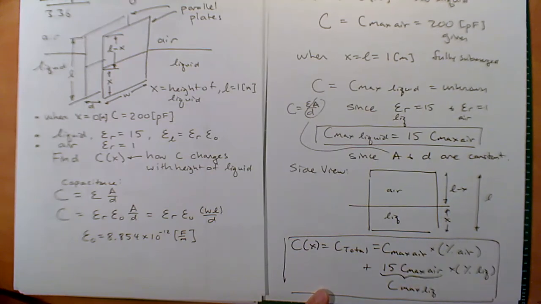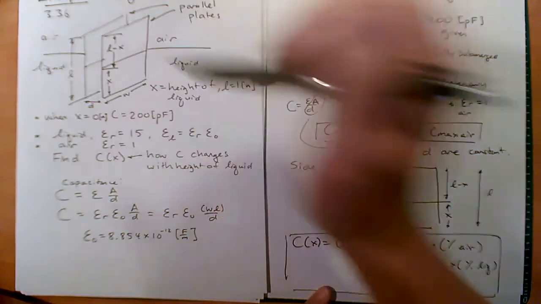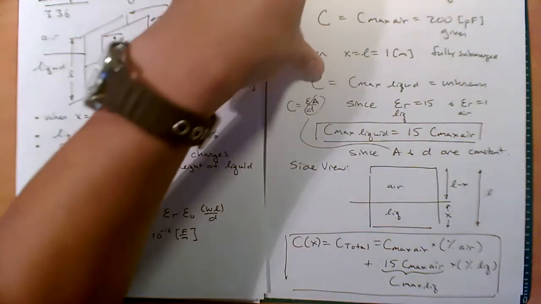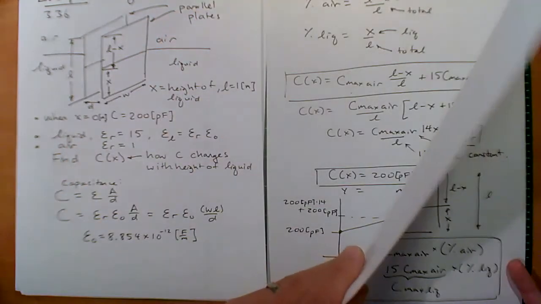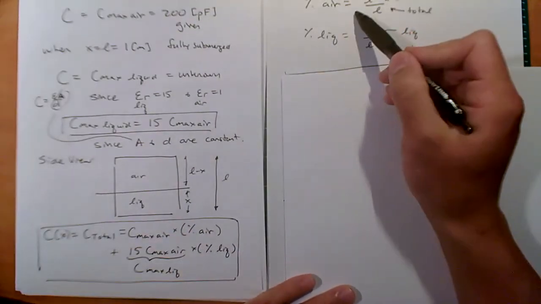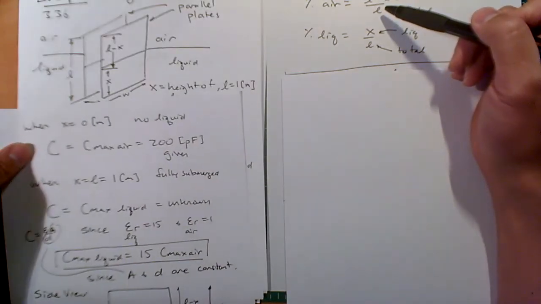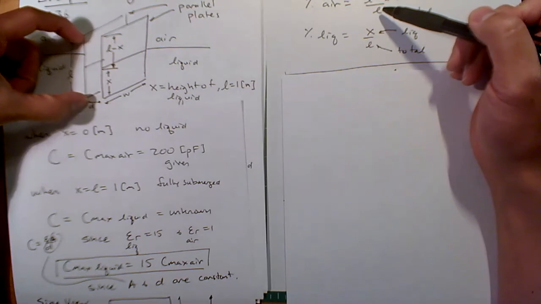If we are 100% liquid and 0% air, because these two percentages kind of trade off back and forth, then we're none of this and all of this. Okay, that makes sense. And then if we're 50-50, then we're halfway in between here, right? 50% times this plus 50% times this, and we're halfway. So this seems like the form that would make sense. And getting these percentages is pretty straightforward. Well, the percentage that's air is L minus X over L.